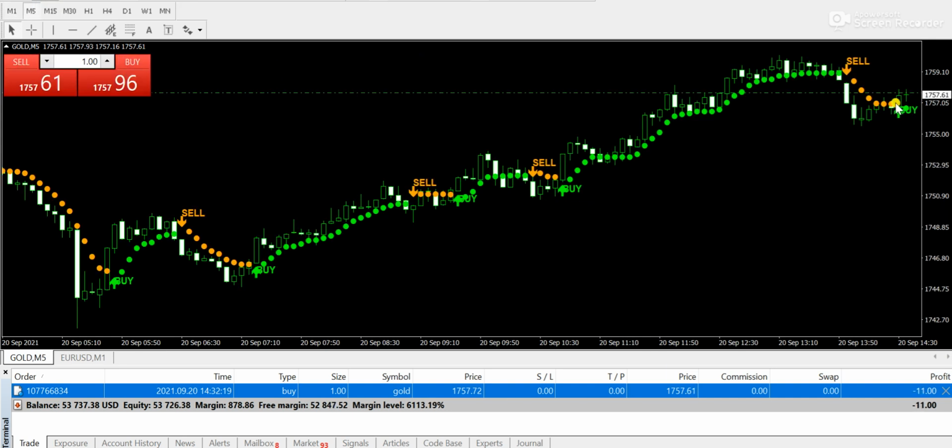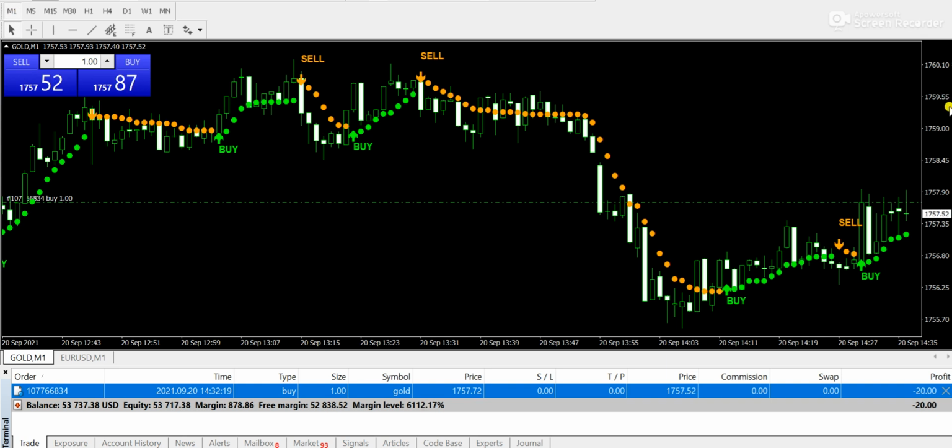And you can see the buy signal we already have, and that's with the trend, because the trend is up, and on the 5 minute we have a buy signal as well. So this is the method by which you can do easy scalping.